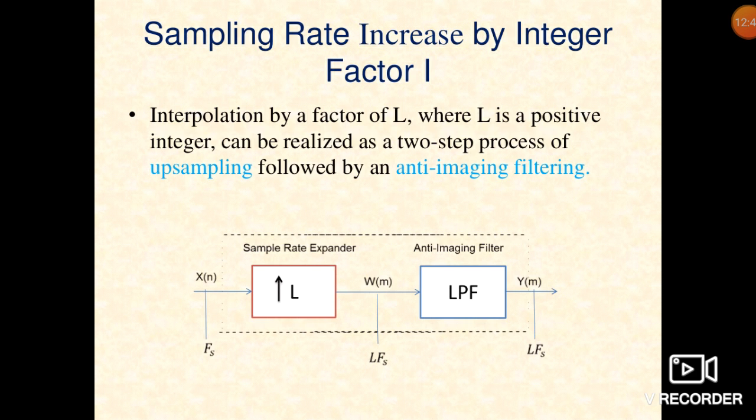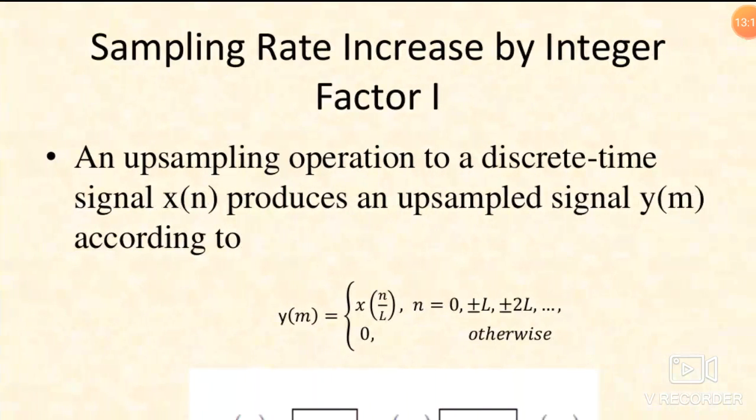So why do we apply the filter after the upsampling, not before the upsampling part? Because the low pass filter will act as an anti-imaging filter. The images will be formed at the output of the upsampling, not at the input of the upsampling. So we have to apply the low pass filter at the output of the upsampler, to remove all the images. We are going to use this anti-imaging filter.